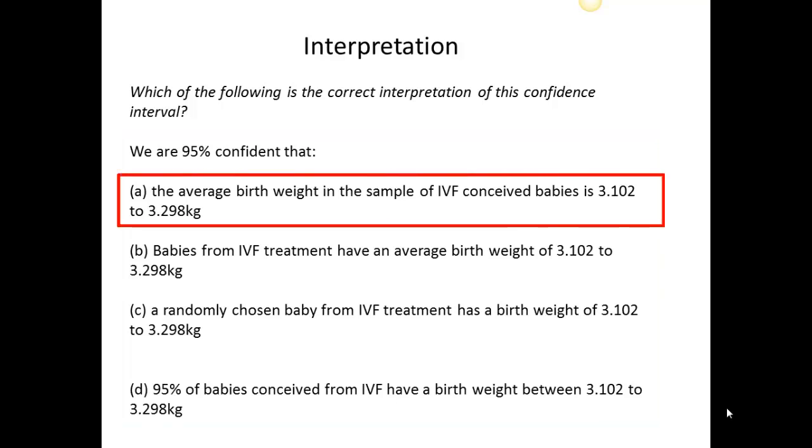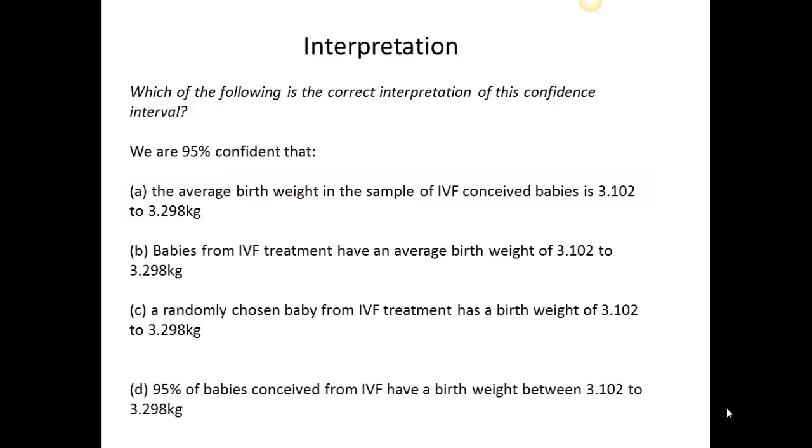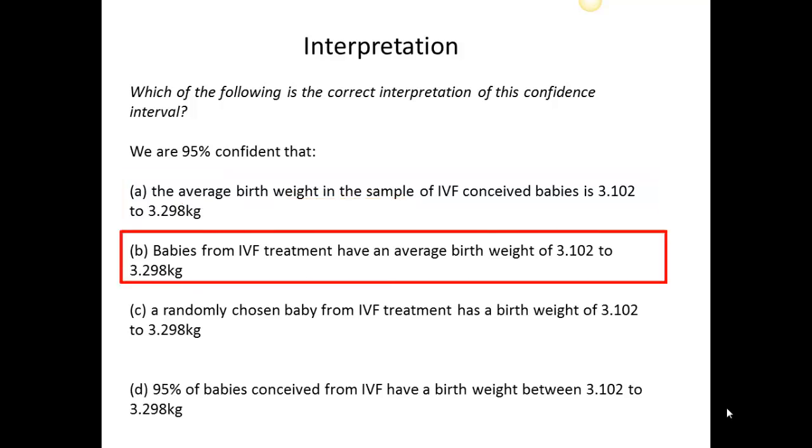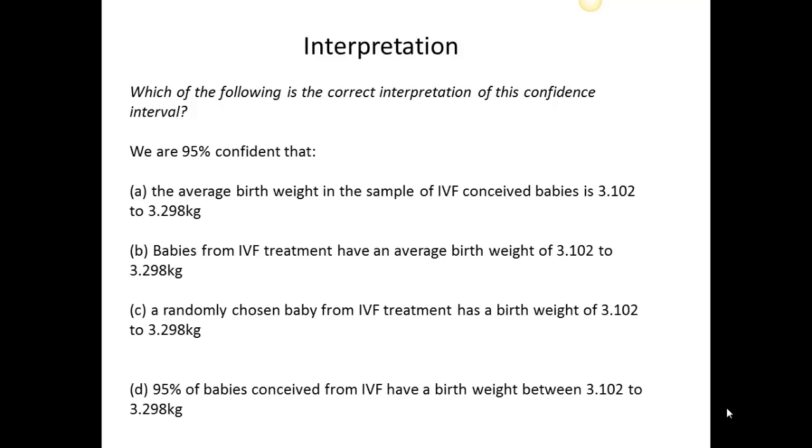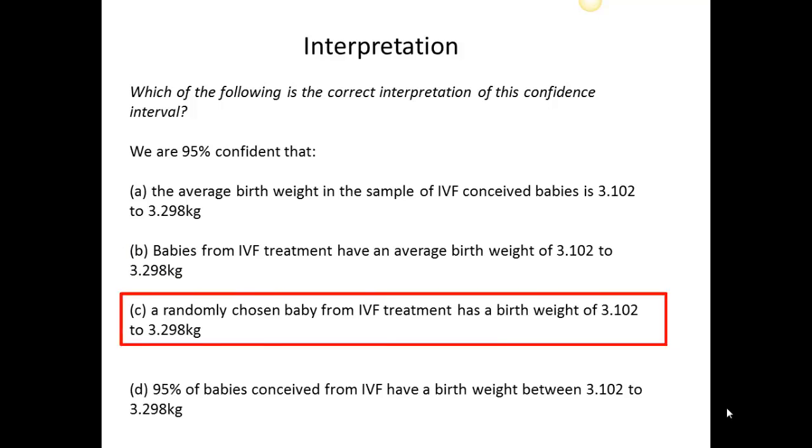So the first one, that's wrong. This refers to the sample. We know the average birth weight in the sample. We calculate that. The confidence interval attempts to tell us something about the population mean birth weight. B, the second one, that's correct. It refers to the average birth weight in the target population. And C is wrong. It refers to individuals in the population. The confidence interval is for the mean, not for individual observations.